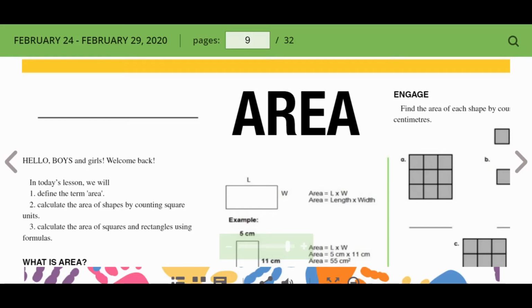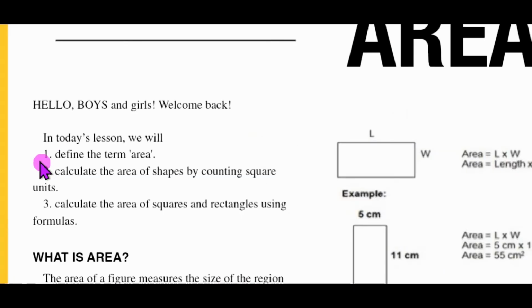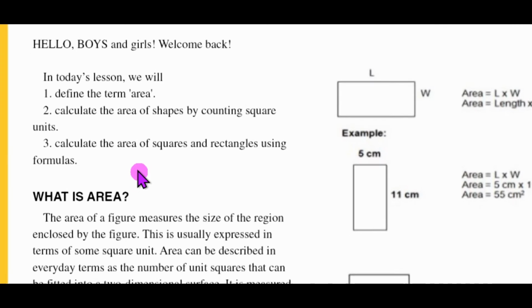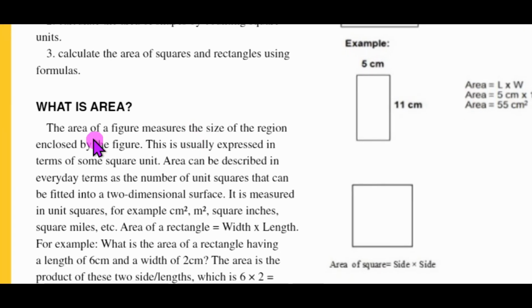In this episode, we're going to be looking at area. Objectives now. 1, we're going to define the term area. 2, calculate the area of shapes by counting square units. And 3, calculate the area of squares and rectangles using the formula. Now, what is area?